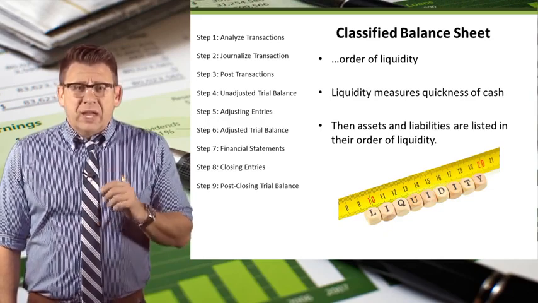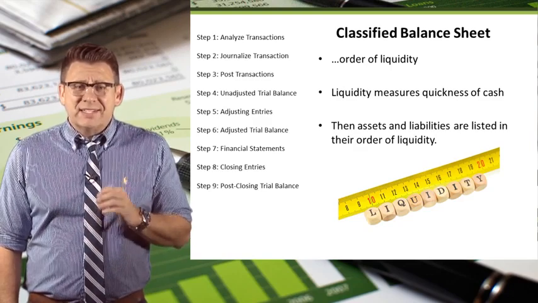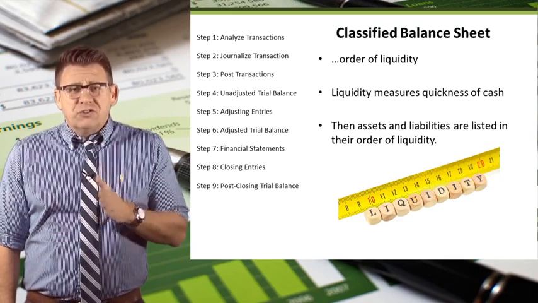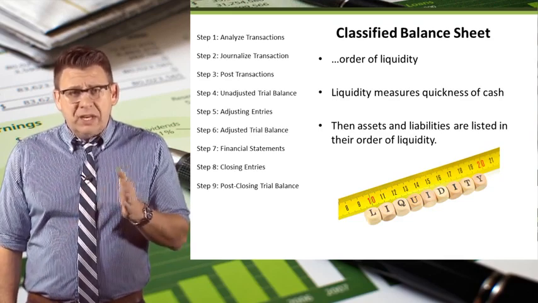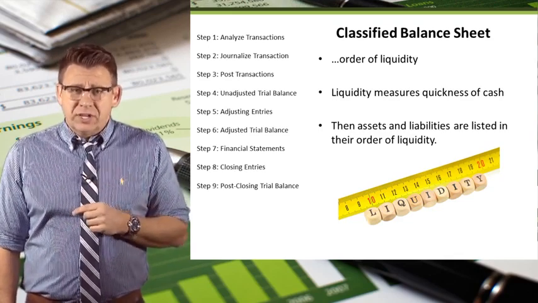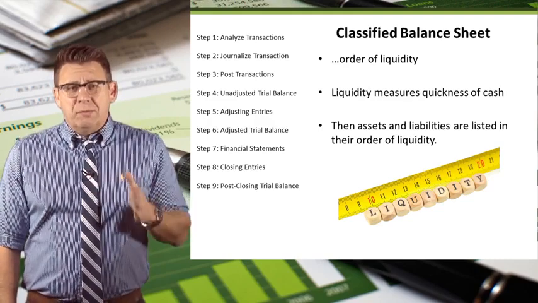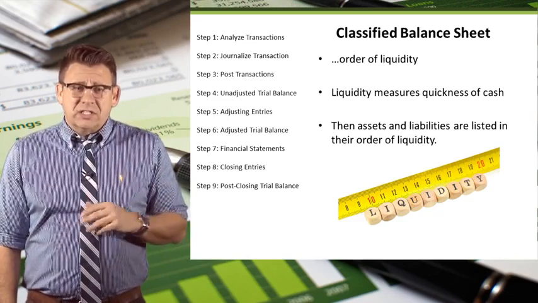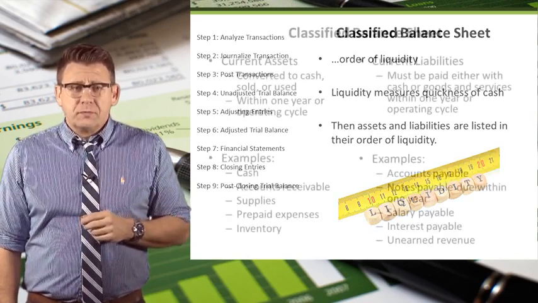terms. A classified balance sheet lists assets and liabilities in order of their liquidity. Liquidity measures quickness of cash, meaning how quickly assets will be turned to cash or how soon liabilities need to be paid. Then assets and liabilities are listed in the order of their liquidity.